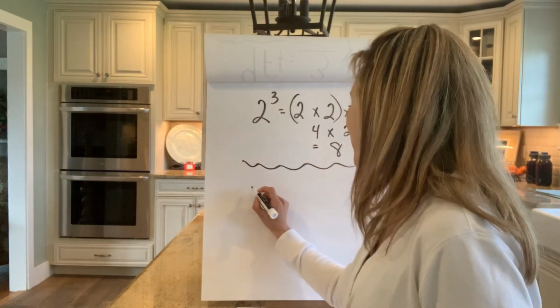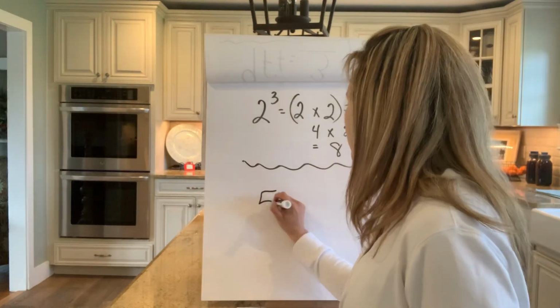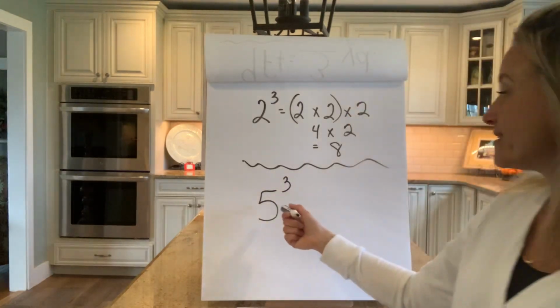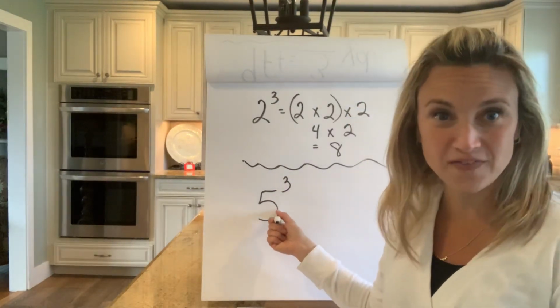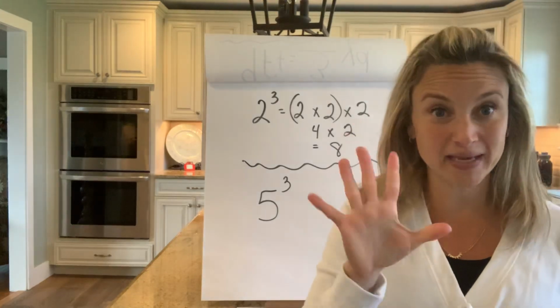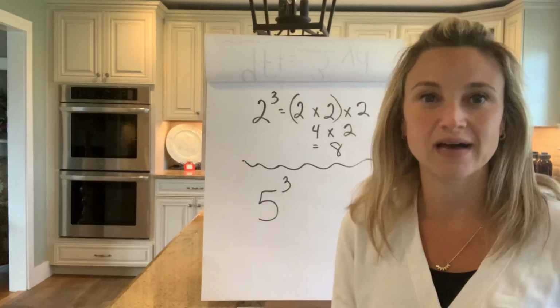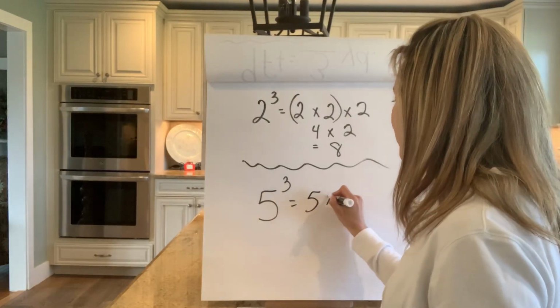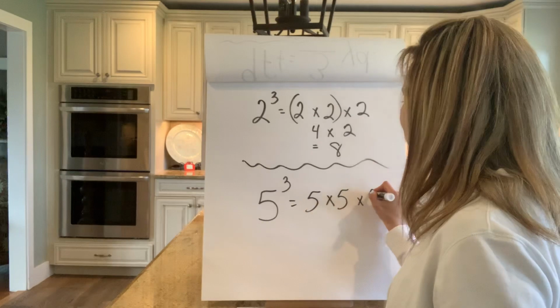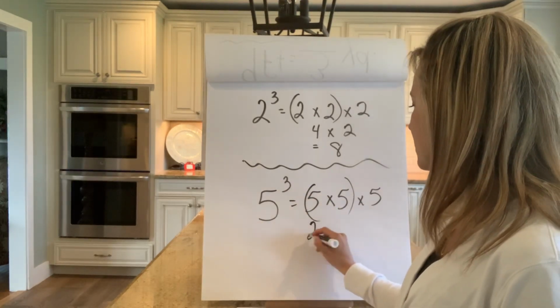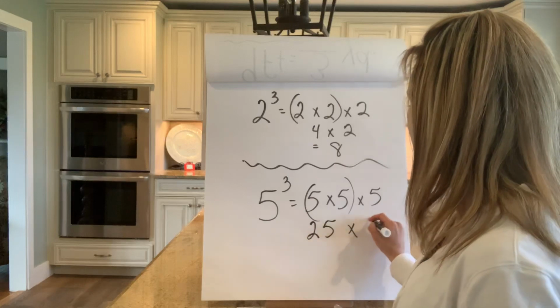Let's do another one. Let's say we have 5 to the 3rd. Once again, this is my base, the 5. My exponent is a 3. And that 3 is telling me to take my base of 5 and multiply it by itself 3 times. So my expression would be 5 times 5 times 5. Love using my parentheses. 5 times 5 is going to give me 25.